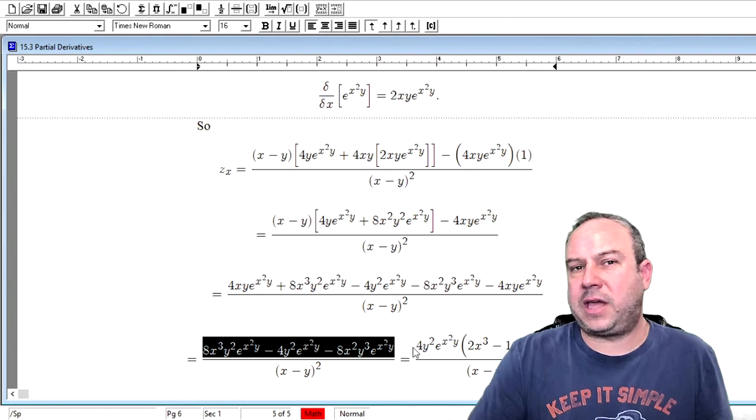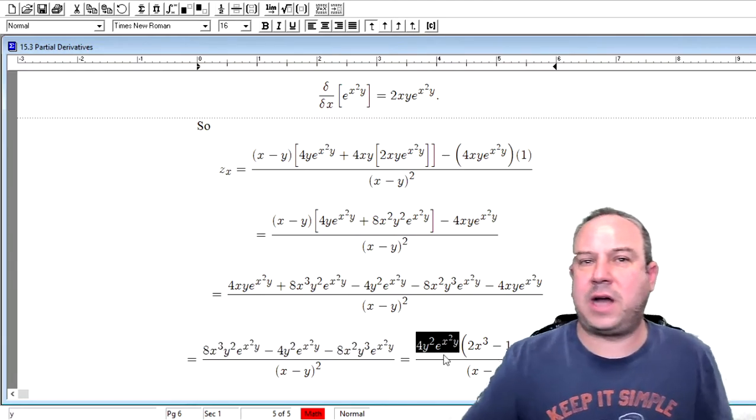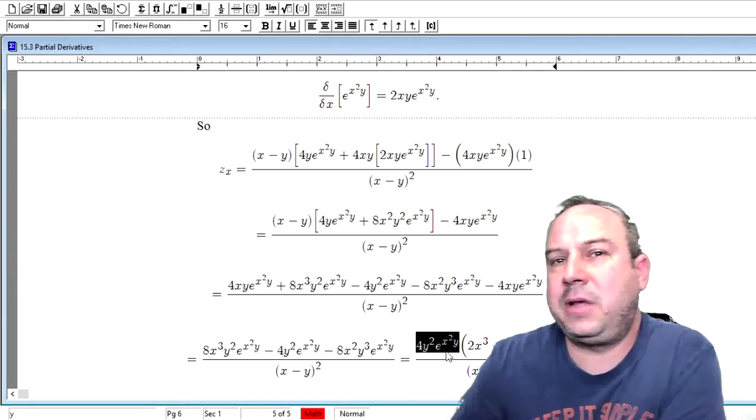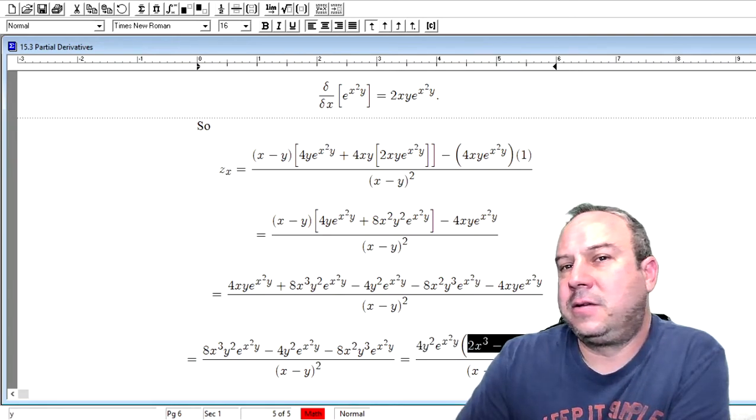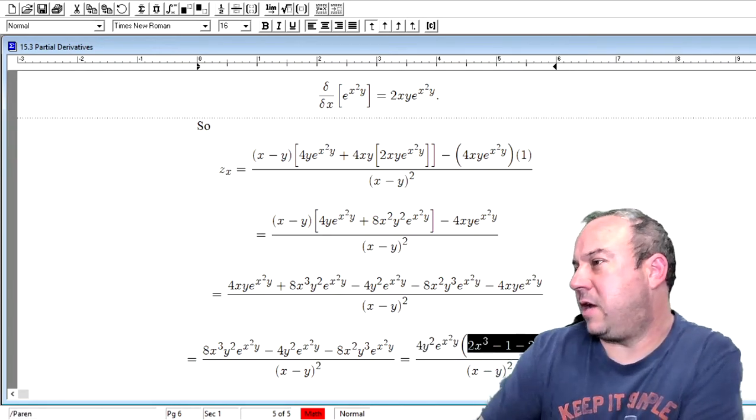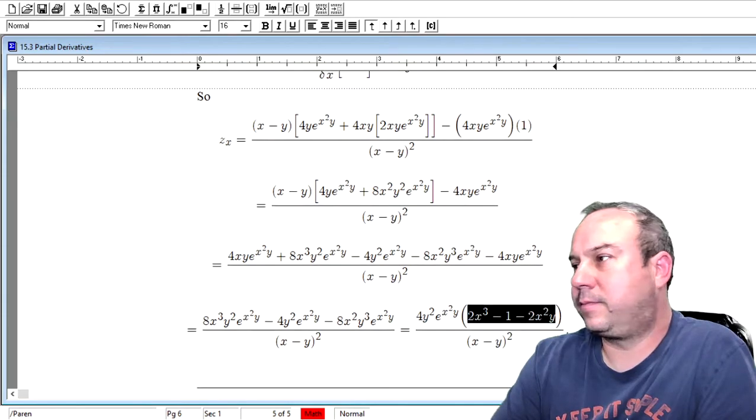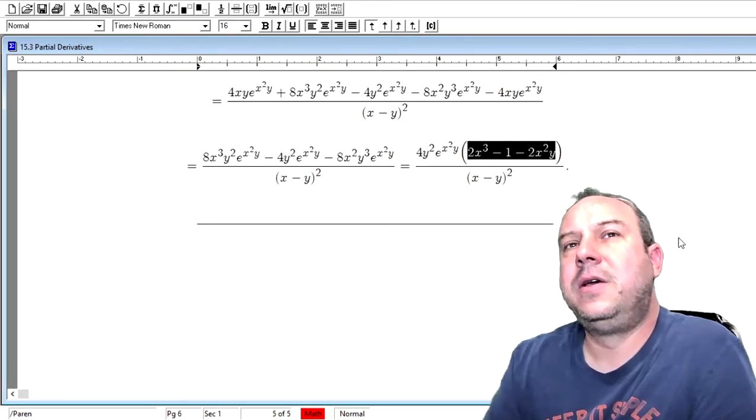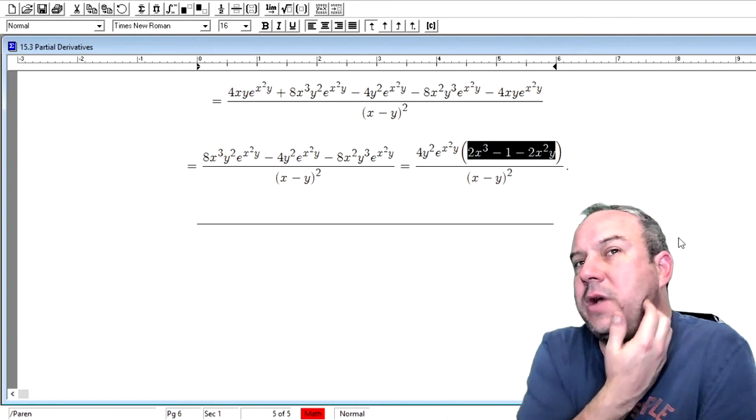Right. Where we can factor that, we could factor a 4y squared e to the x squared y out of that and be left with the trinomial form 2x cubed minus 1 minus 2x squared y.